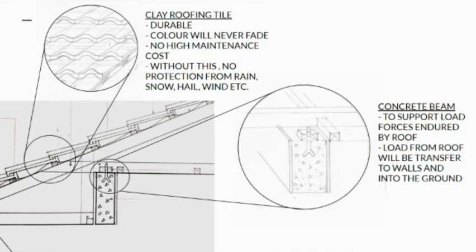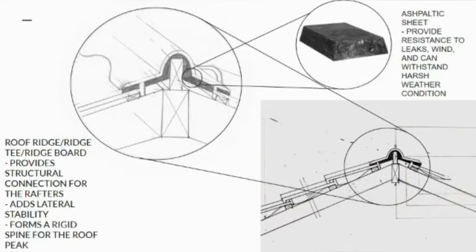The most important component of a roof is the concrete beam. The concrete beam is to support the load of the roof. It is also to support load forces endured by the roof. Load from the roof will be transferred to the walls and into the ground through the tie joists and ceiling joists and through the concrete beam.